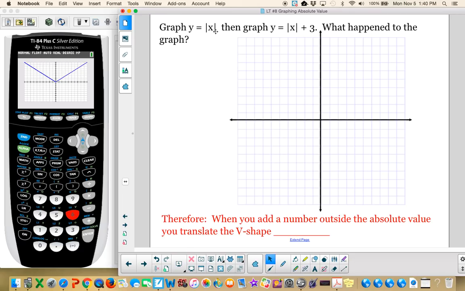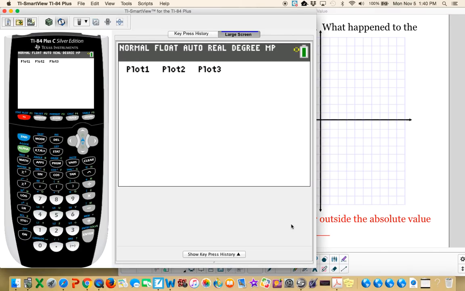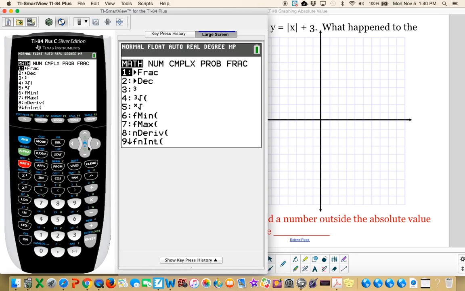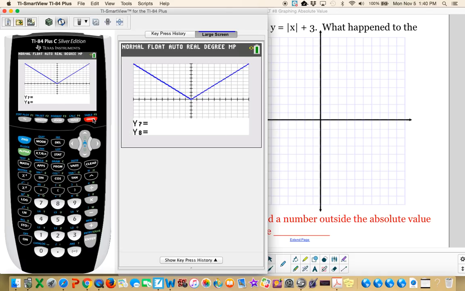Graph y equals absolute value of x, then graph y equals absolute value of x plus 3. What happened to the graph? Let's graph both on our graphing calculator. So let's go back to y equals here. And we're also doing, in our second equation, math num abs. And we're doing an x, arrowing out, and we're going to add 3 on the outside. So we go to graph, and let's see what happened.